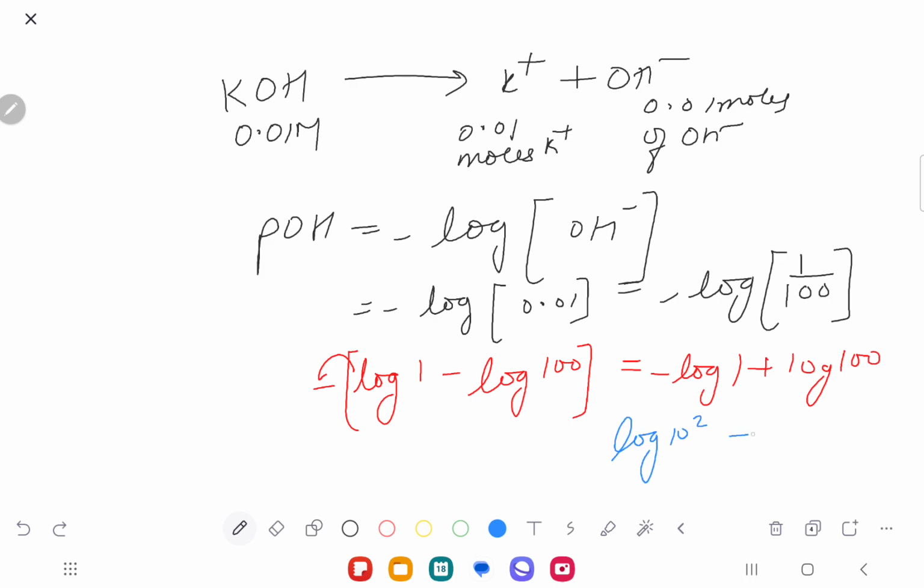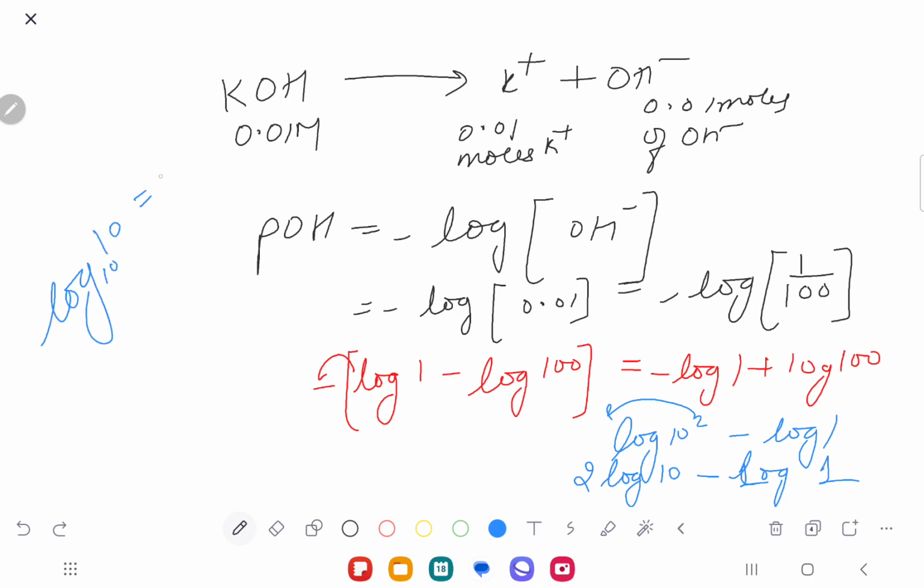So log 100 is log 10 raised to power 2, minus log 1. So 2 comes forward, so it becomes 2 times log 10 minus log 1. So what is log 1? Log 1 is 0, and 2 times log 10 becomes 2, because log 10 to the base 10 is what? 1, because 10 raised to power 1 gives me 10. So it basically becomes 2 times 1 minus log 1, which is 0. So my answer is 2 times 1, which is 2. Understood or not? Yes. So that's the concept. Very simple. Do you understand the point?